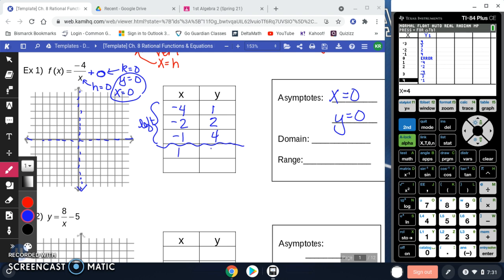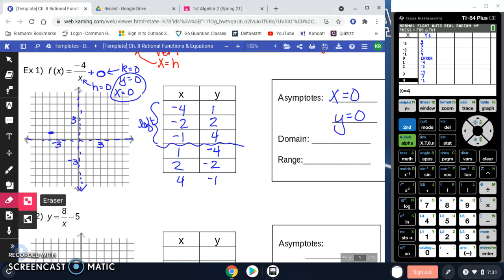So 1, -4, 2, -2, and let's go 4, -1. Okay, so -4, 1, -2, 2, -1, 4. Please label your graphs also. It's going to help you out and it's going to help me out. So -4, 1 goes there, and then we have -2, 2, and -1, 4. Again, you've got your asymptotes to guide you. You already know what that's going to look like. So 1, -4 for points on this side, 2, -2, and 4, -1.